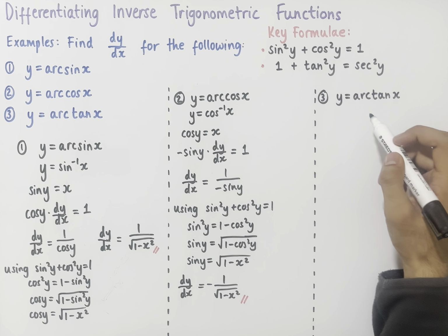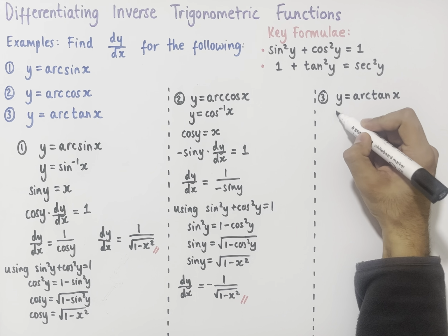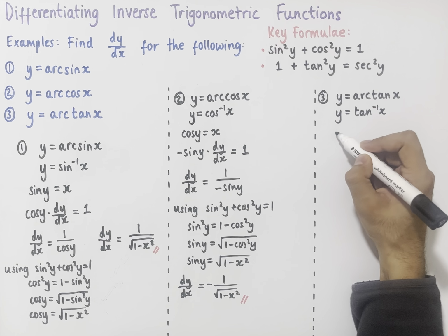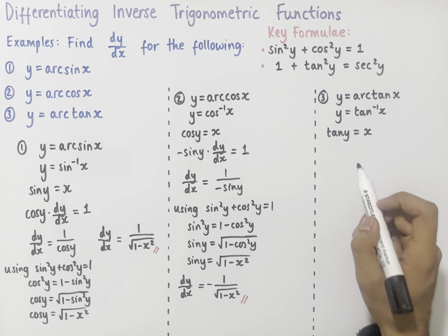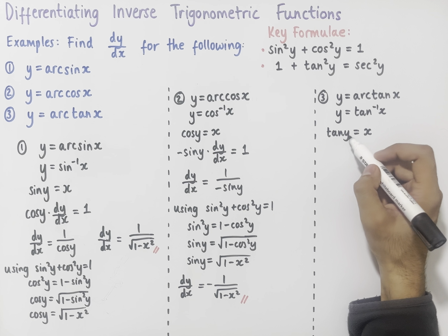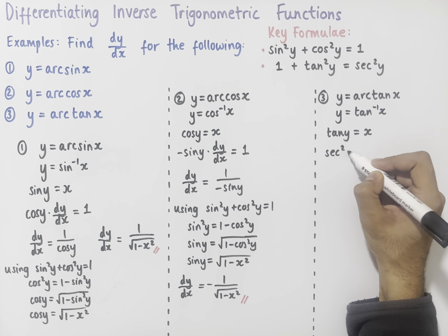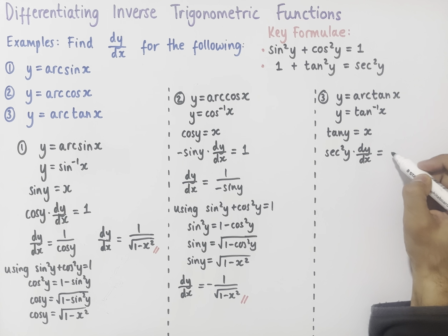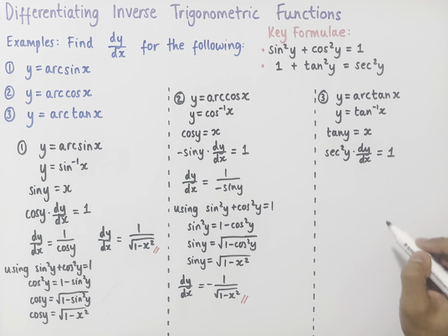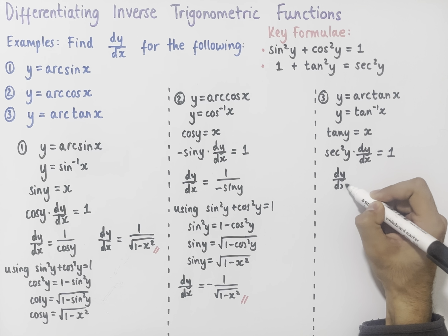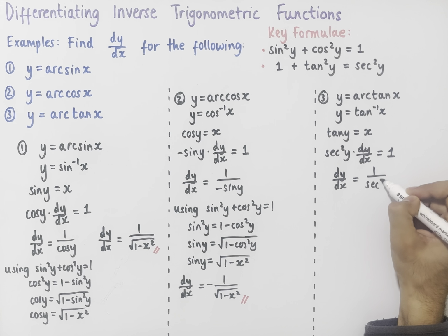Now for the final example, we have y equals arctan x, and so this can be written as y equals tan inverse of x. And now if we apply tan to both sides, we get that tan y equals x, since tan inverse and tan cancel. And now differentiating both sides, if we differentiate the left hand side using implicit differentiation, then tan y differentiates to sec squared y times dy over dx. And on the right hand side, differentiating with respect to x, x differentiates to 1. And now making dy over dx the subject, if we divide both sides by sec squared y, we get that dy over dx equals 1 over sec squared y.